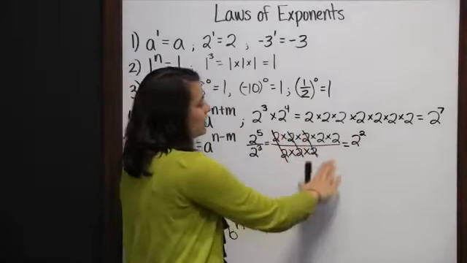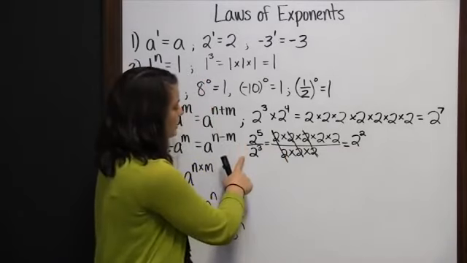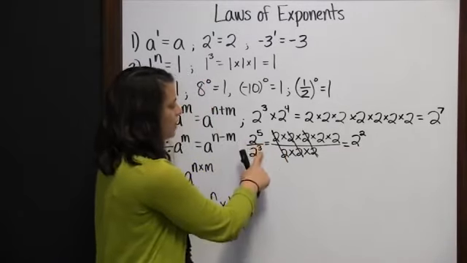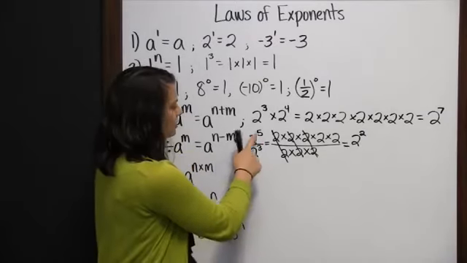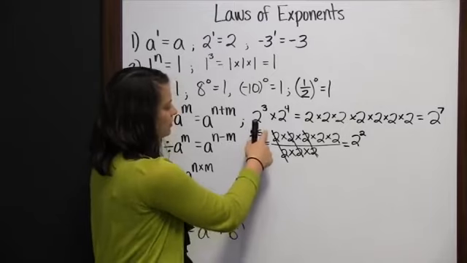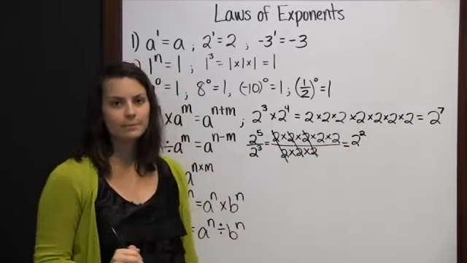So instead of doing this, we can use our rule that when we're dividing numbers with the same bases, we simply subtract the exponents. And that saves us a little bit of time. 2 to the 5th divided by 2 cubed, 5 minus 3 is 2, so it's 2 squared, which is 4.